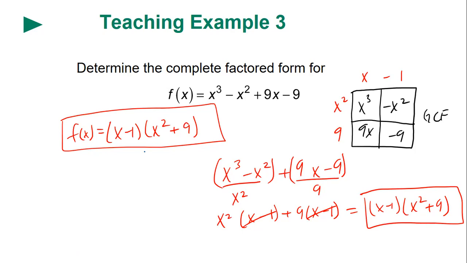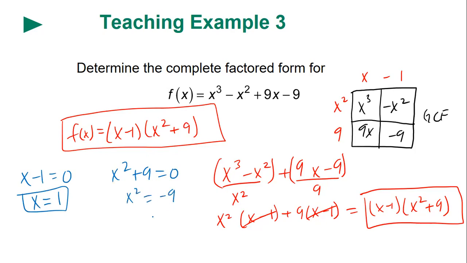Now, once we have that, can I easily find my zeros now? Yeah, how do I find the zeros? Set them equal to 0. So x minus 1 equals 0 and x squared plus 9 equals 0. So my first zero is 1. My second zero, I have x squared equals -9. I take the square root of that. And that gives me x equals plus or minus 3i.